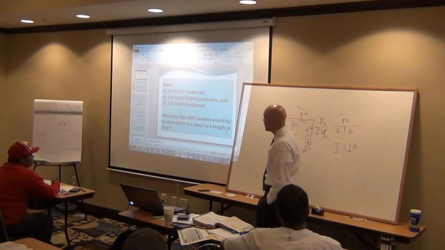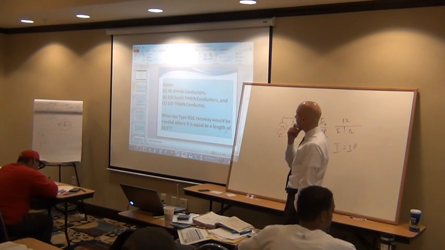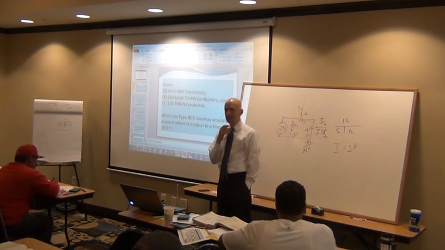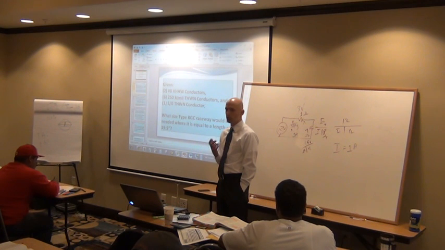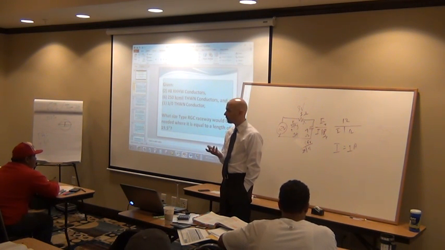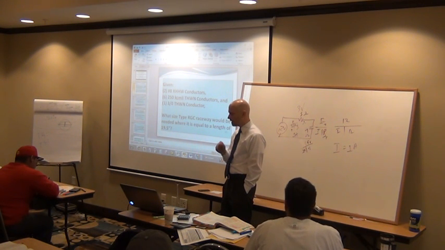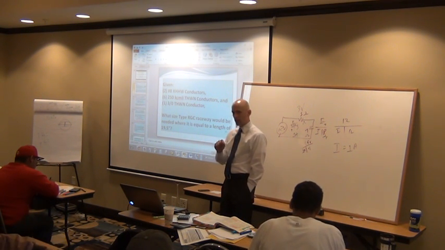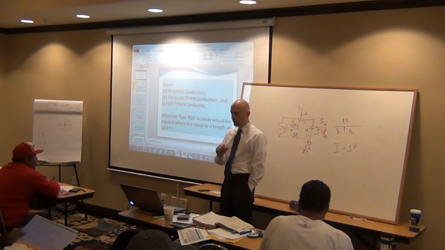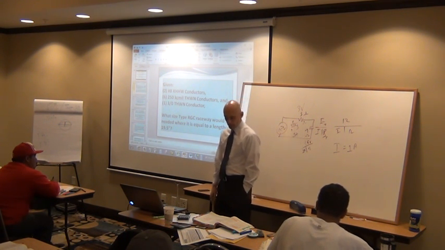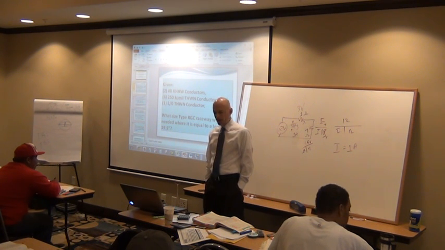2 number 8 XHHWs, 6 250 kcmil THW conductors, and 1 3-aught THW conductor. Looking for what size galvanized rigid, or rigid metallic conduit. All 3 of them are manufacturer names, but RMC, rigid metallic conduit, is the technical code acronym that they use for rigid.